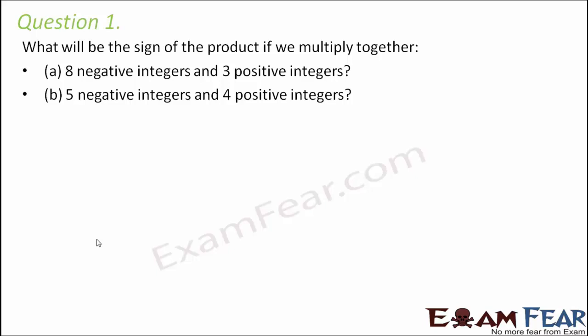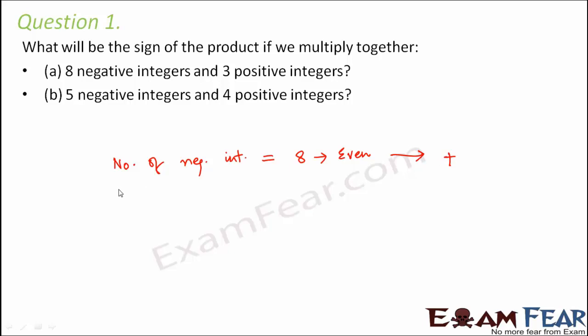What will be the sign of the product if we multiply together 8 negative integers and 3 positive integers? Okay, so how many negative integers do we have? The number of negative integers is 8, and is 8 an even number or odd number? 8 is an even number. Even number is any number that is divisible by 2. So when you divide that number by 2, the remainder is 0. So 8 is an even number. Therefore, the sign of the product would be positive.